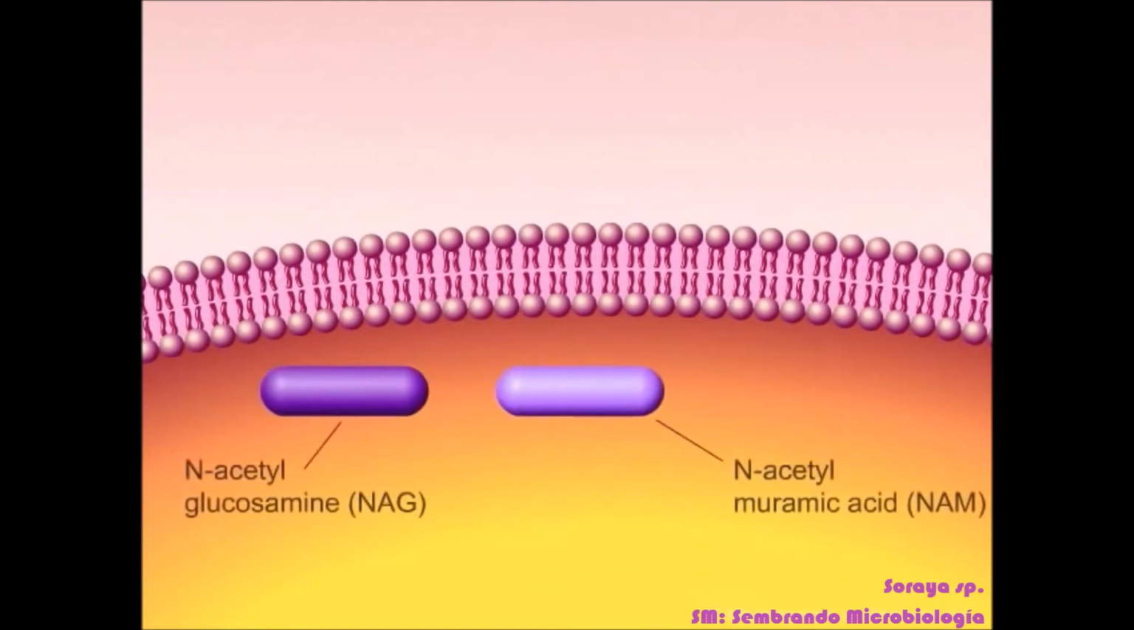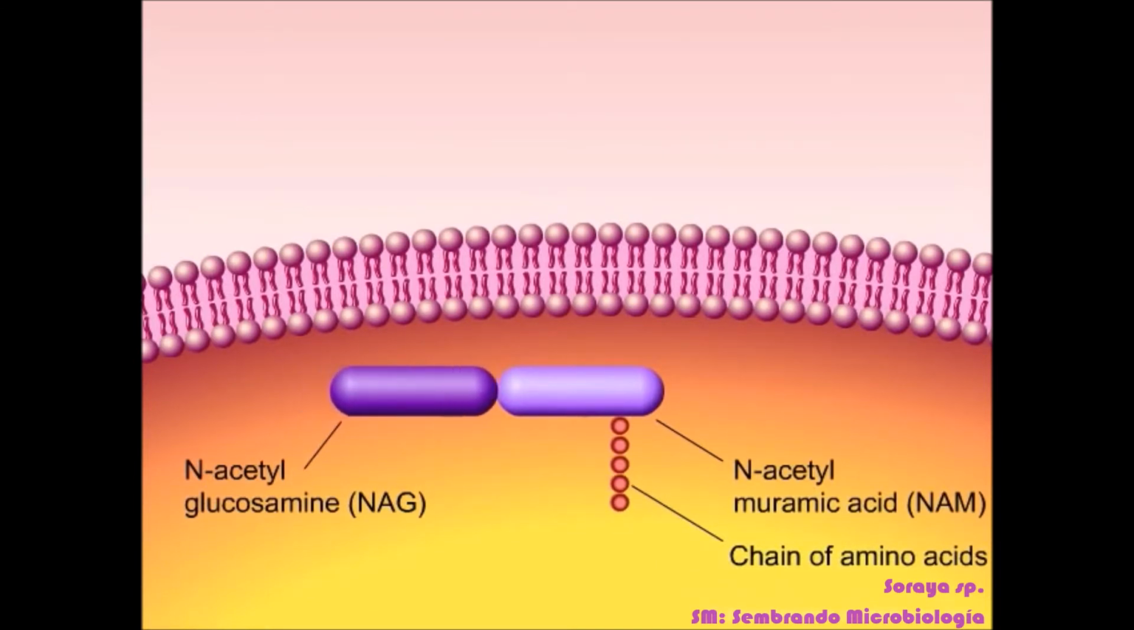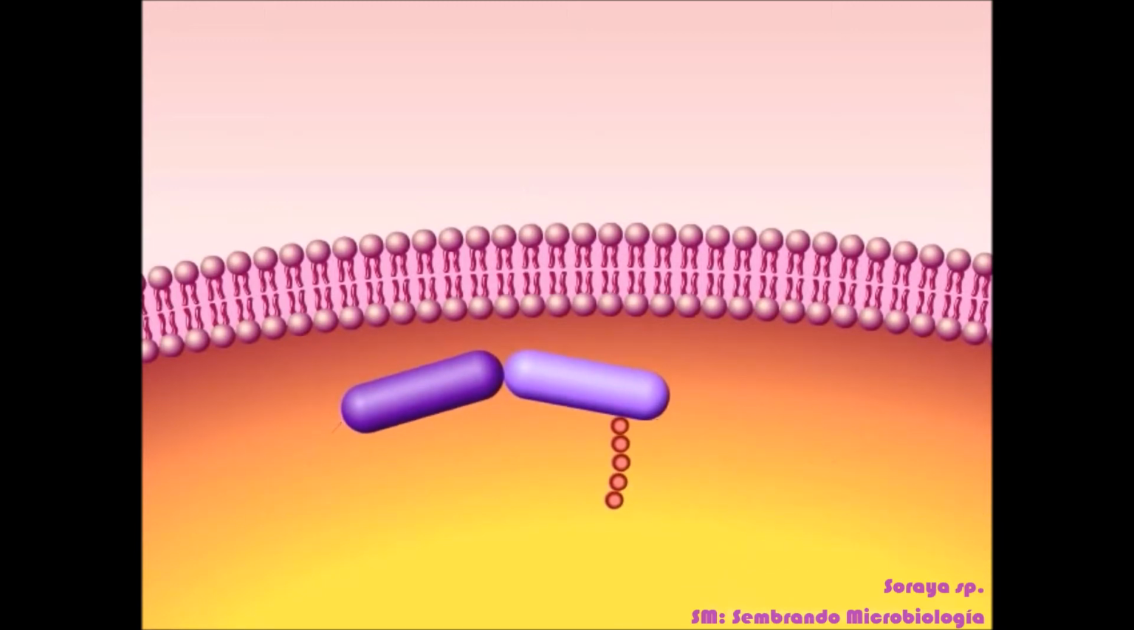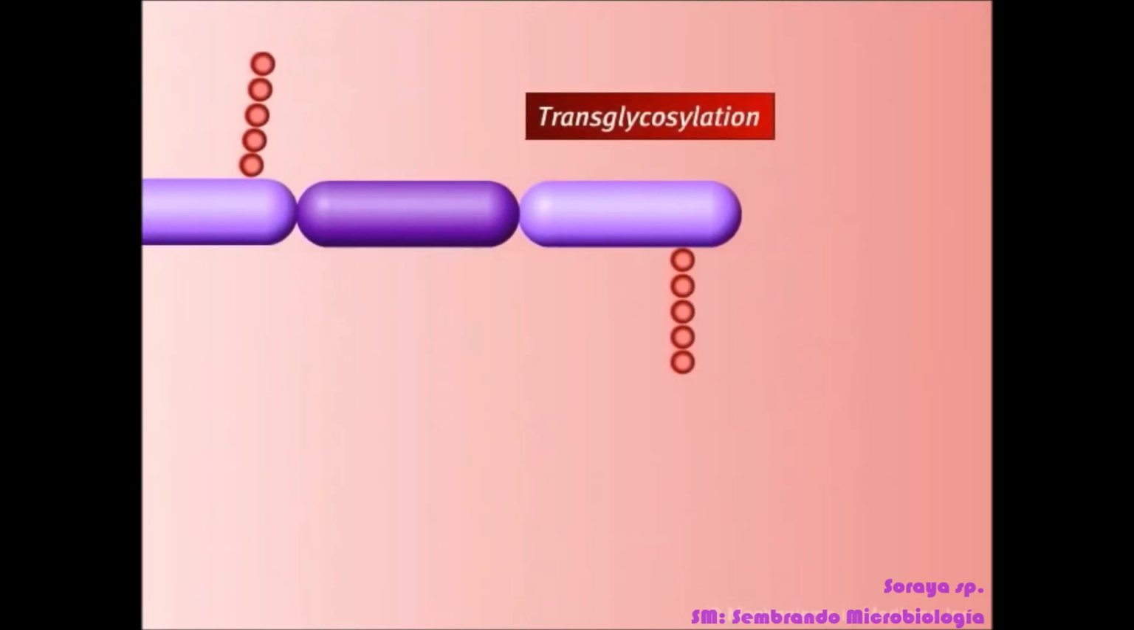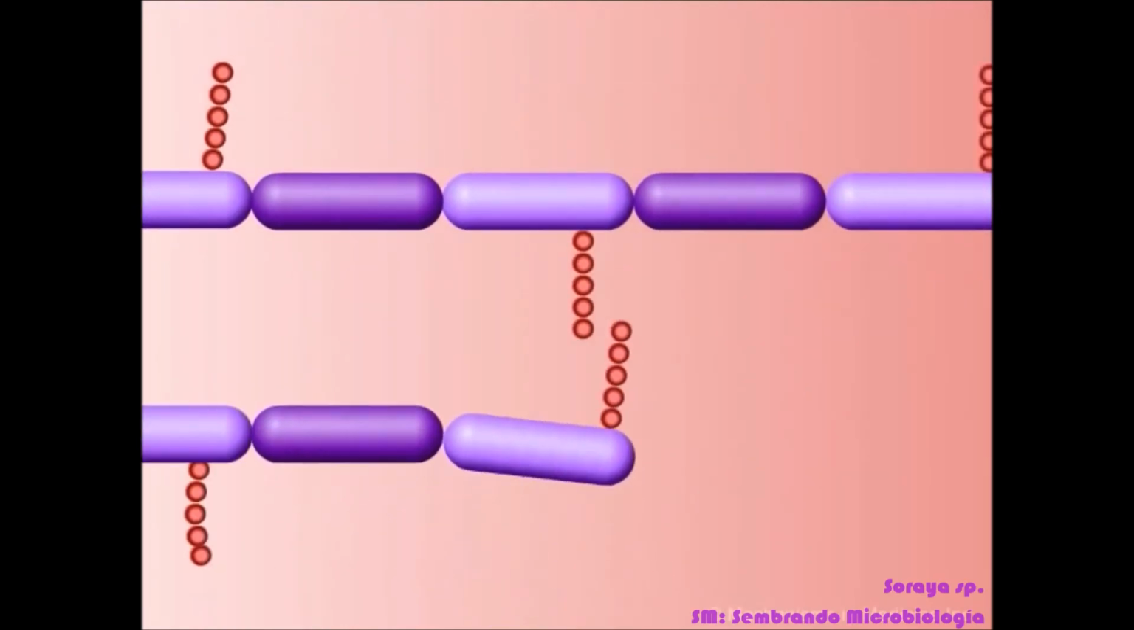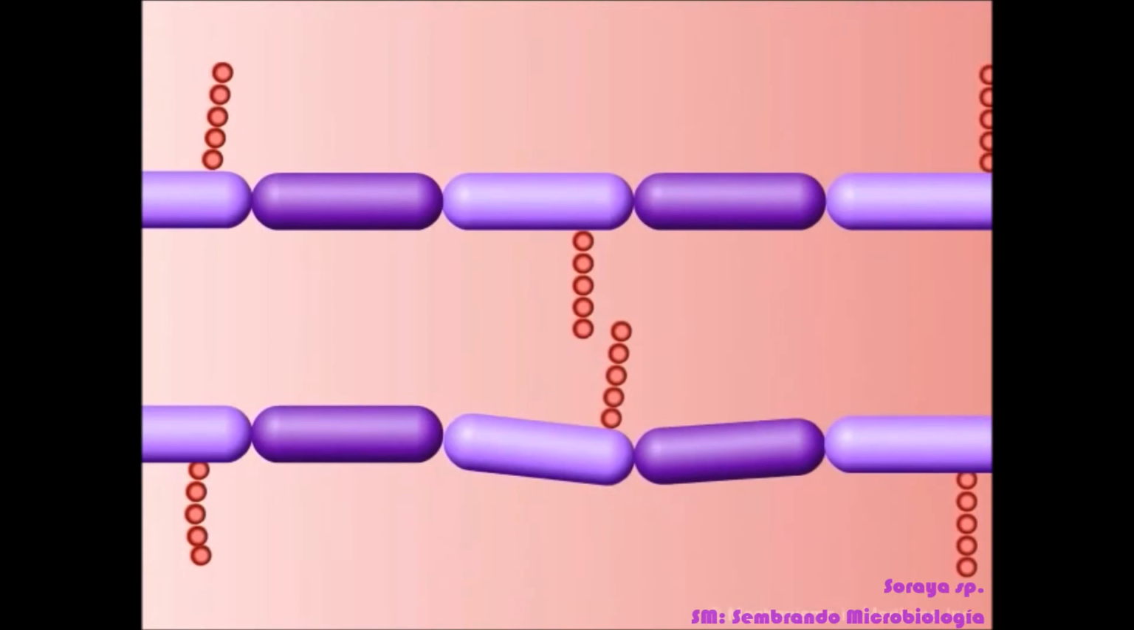Synthesis of the peptidoglycan begins with the addition of 5 amino acids to N-acetylmuramic acid. Next, N-acetylglucosamine is added to the N-acetylmuramic acid to form a precursor of peptidoglycan. This peptidoglycan precursor is then transported across the cell membrane to a cell wall acceptor in the periplasm. Once in the periplasm, the peptidoglycan precursors bind to cell wall acceptors and undergo extensive cross-linking.